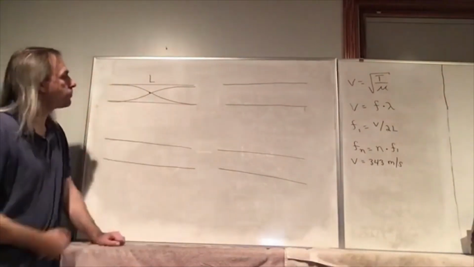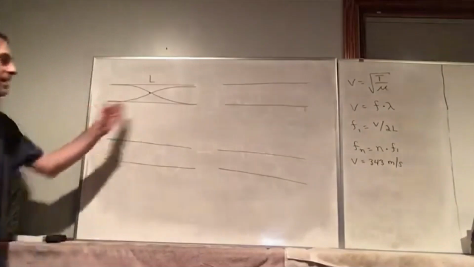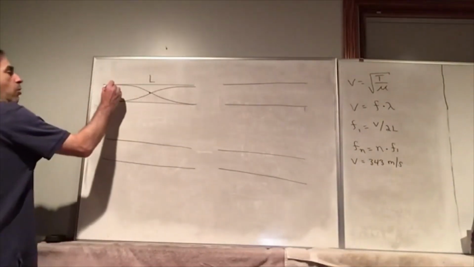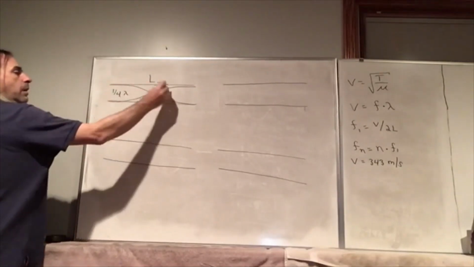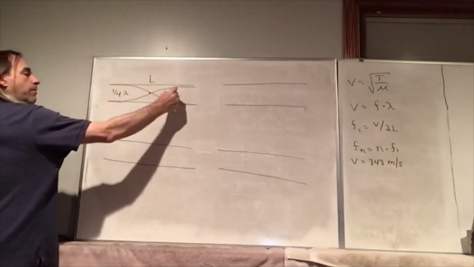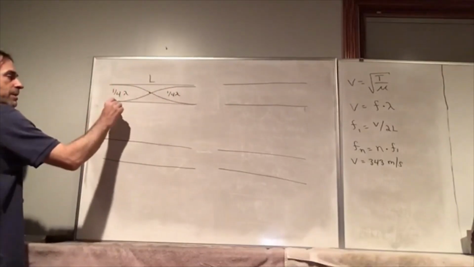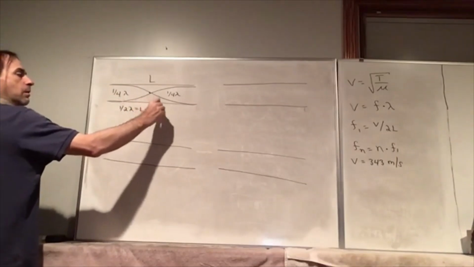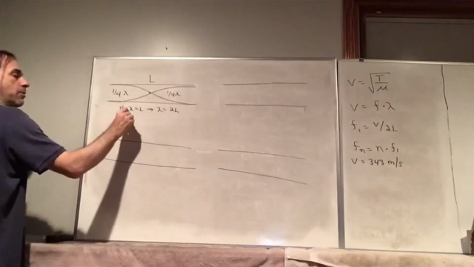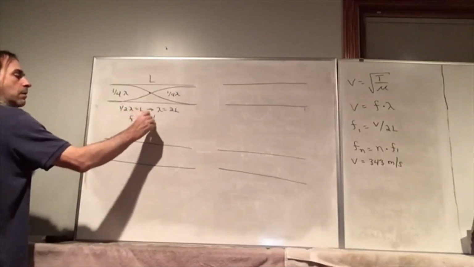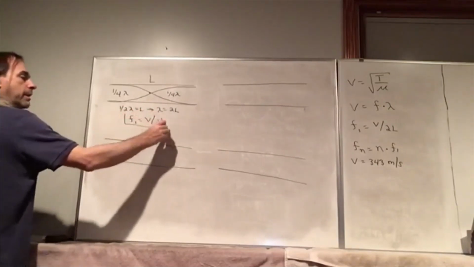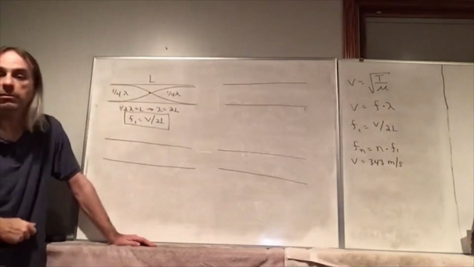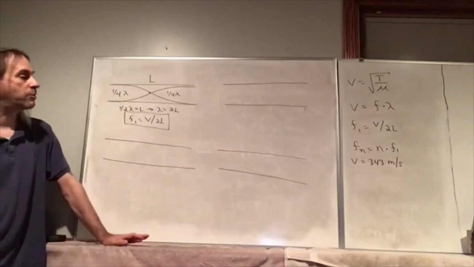So, yeah, we put one node in the middle. This is the biggest wave that we can fit in here. And so here we have a quarter of a wavelength, and here we have another quarter. If we add them up, we can see that 1/2 lambda equals L, or lambda is 2L. And so the fundamental frequency is V over 2L. It's exactly what we got with the string.